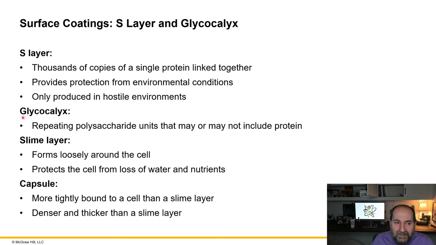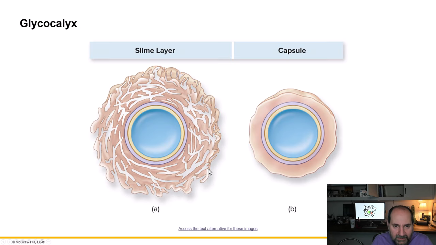Bacteria are more likely to have what's known as a glycocalyx: repeating polysaccharide, that means sugar, subunits that may or may not include protein. Some bacteria might have a slime layer, which is loosely associated with the cell wall. Some bacterium have what's known as a capsule, which is more tightly associated with the cell wall. Here you can see the difference between a slime layer, look how loose it is to the cell wall being in lilac here, and a capsule, which is a glycocalyx that's more tightly associated with the cell wall.